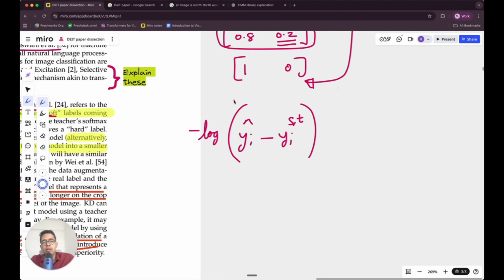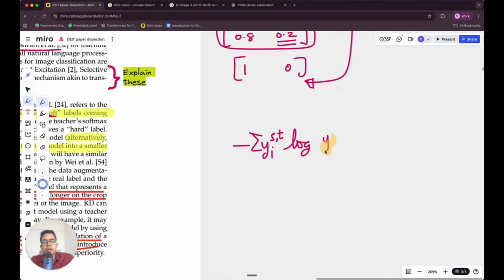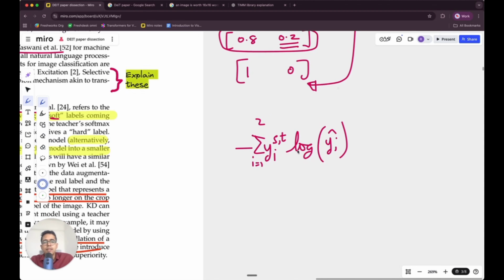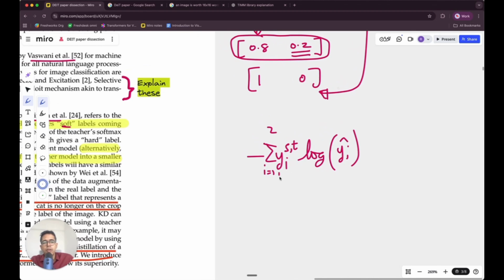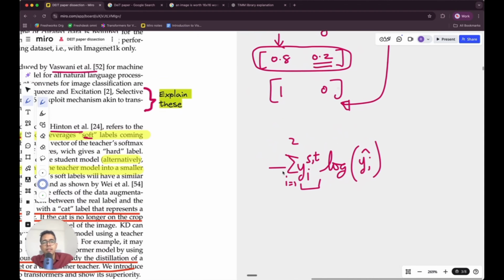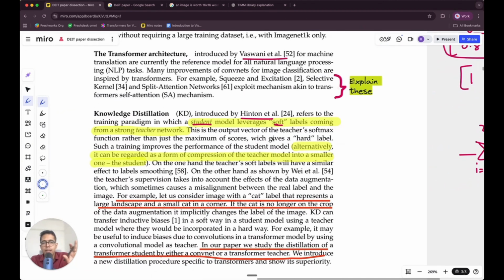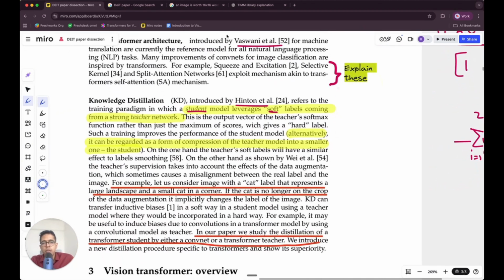Minus log of something like this, something like minus sigma yi student soft label from teacher log yi cap, something like this, where i goes from 1 to 2. So something like this will be the cross entropy loss, where you are not comparing against the ground truth, you're comparing against the soft labels from the teacher. We'll see this in detail in the next part of the paper when we come to the loss function.